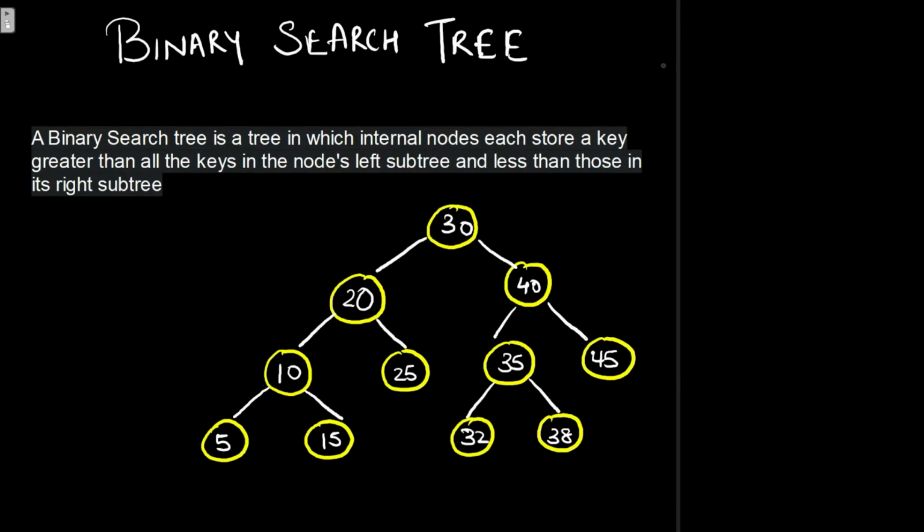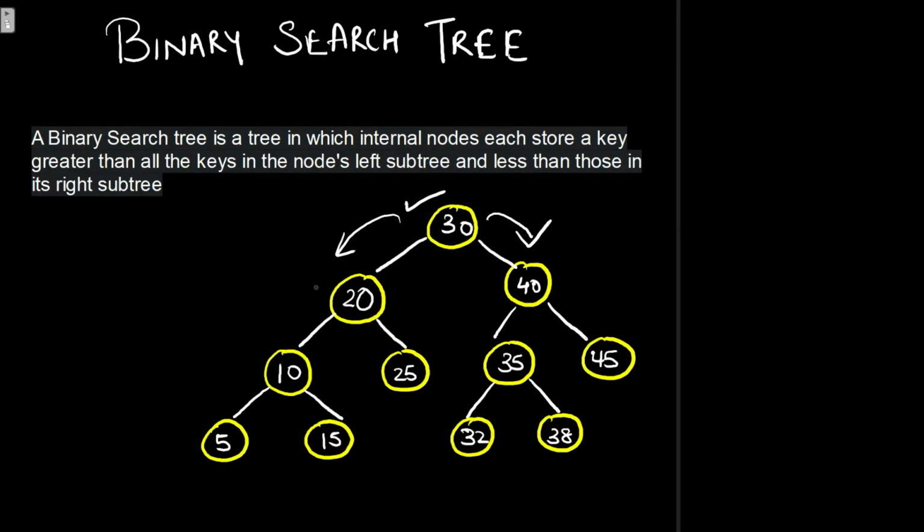Now let's see what is a binary search tree. A binary search tree is a tree in which internal nodes each store a key greater than all the keys in the node's left subtree and less than those in the right subtree. For example, here the root node has the value 30 and all the nodes in the left subtree are less than 30 and all the nodes in the right subtree are greater than 30. And this goes for each node in the tree.